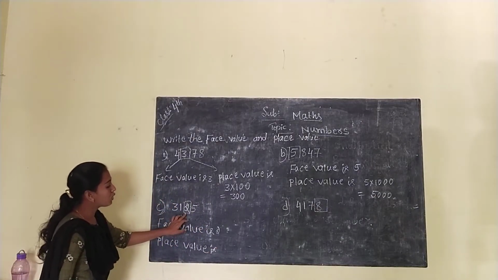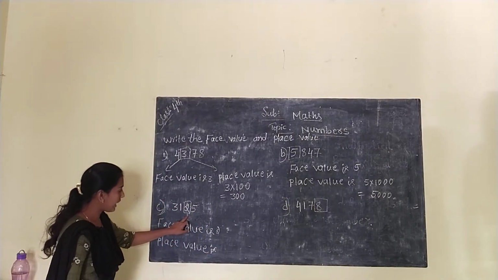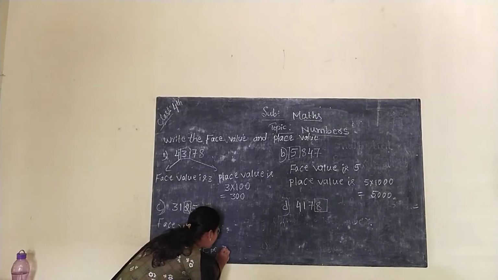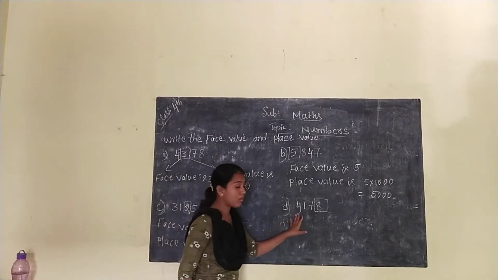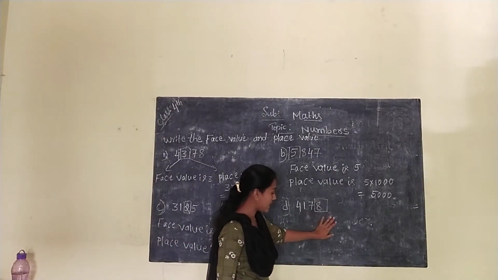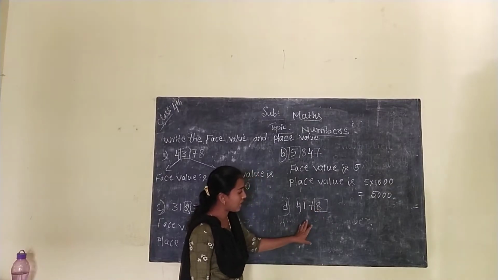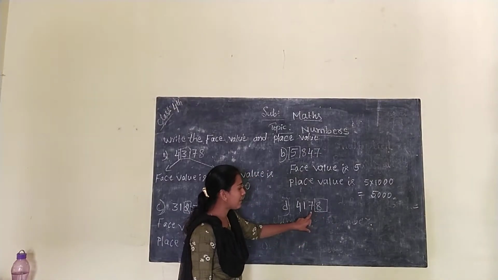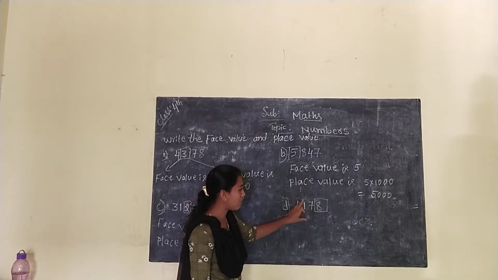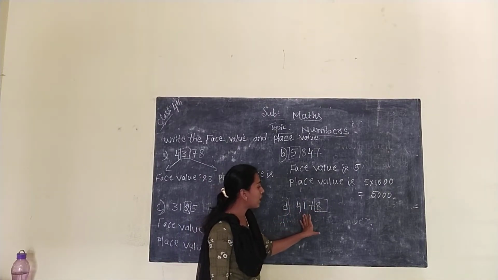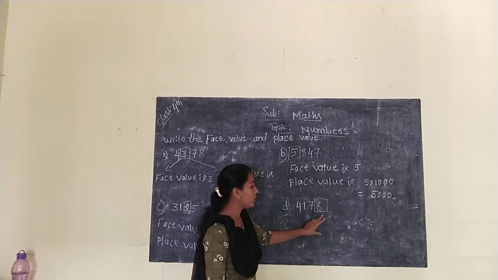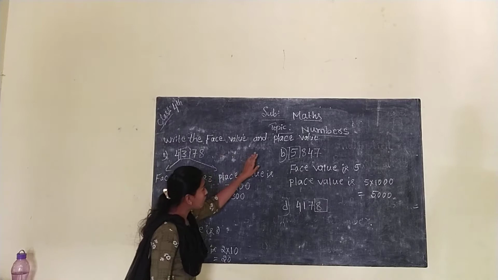Next, 2 is which place? So 2 is tens place. We have to write 2 into 10. It means 20. Next given number is 4178. First we have to observe place values. 8 is unit place, 7 is tens place, 1 is hundreds place, 4 is thousand place. How to read the number? 4178. Which is here in the box? So 8. We have to find out face value and place value.